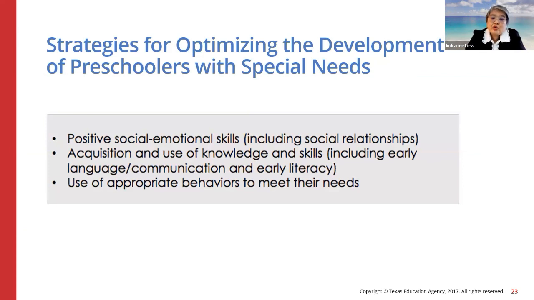Next, we need to help them to acquire knowledge and skills, right? Basic knowledge and skills. So it will be early language, early literacy skills. Very important. And teach them appropriate behavior. Appropriate behavior in the classroom, in the canteen, in the toilet, waiting for the car, at home, at the supermarket. All right, train them.